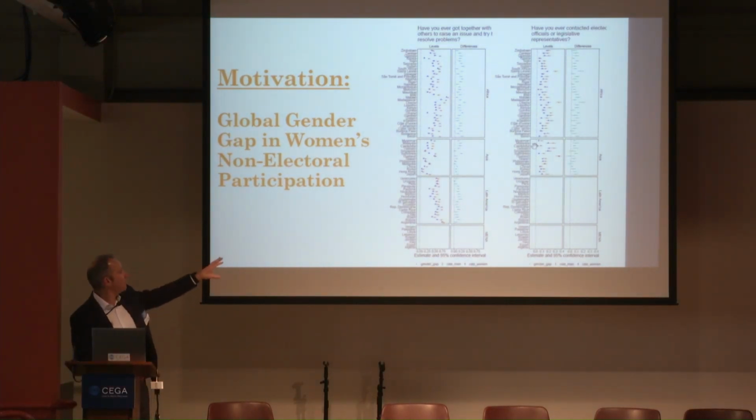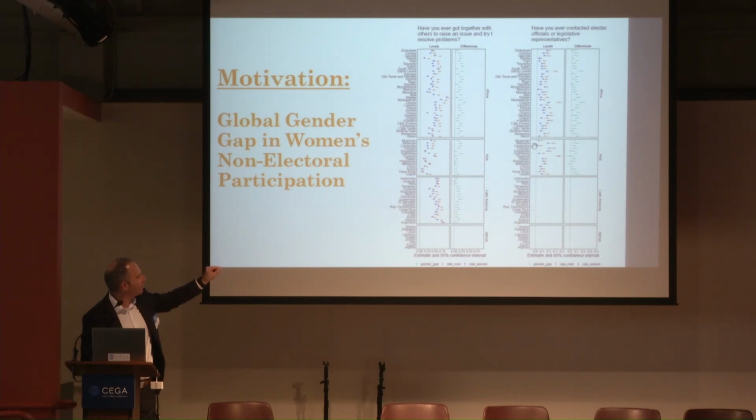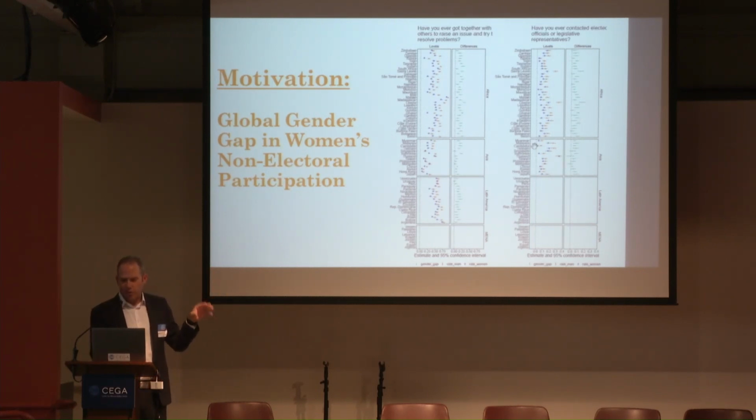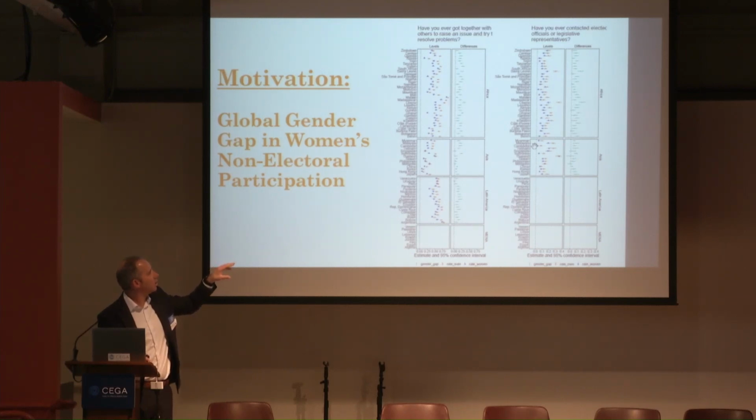The basic motivation, I think it's hard to read, but all of those rows are different countries, and you can see the red is men, the blue is women, and the green is the difference between the two. You can see that across the board, in these 2 areas of non-electoral political participation, have you ever gotten together with others to raise issues and try to resolve problems? And have you ever contacted an elected official or legislative representative? Across every country, there are massive gaps. Women are much less likely to participate in these non-electoral forms of participation.